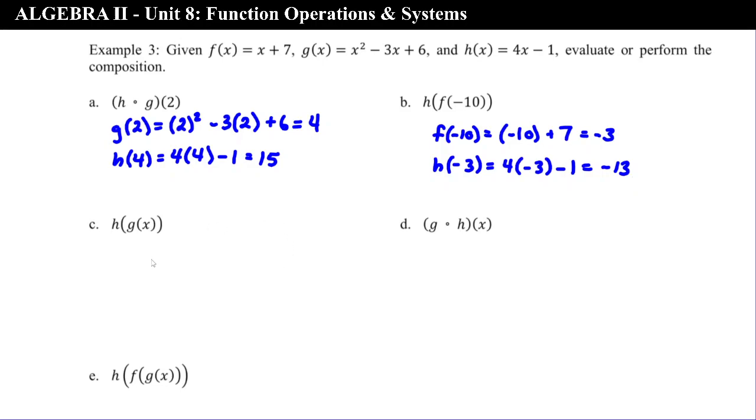For h of g of x, we're going to start with, now you notice we don't have a number this time, we have an x. Well, we know what g of x is. g of x is this function. So now we're going to evaluate h of x squared minus 3x plus 6. And to do that, you're simply going to take what g of x was, you're going to substitute this whole thing in for x in our h function. So everywhere there's an x, you're going to put what is in here.